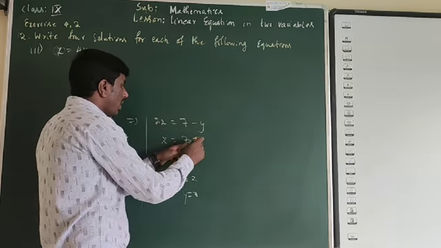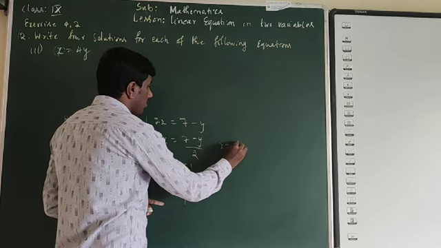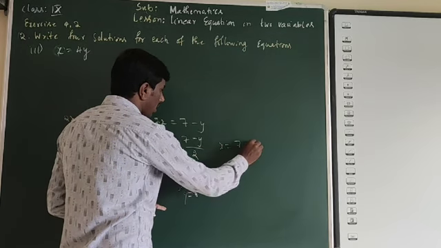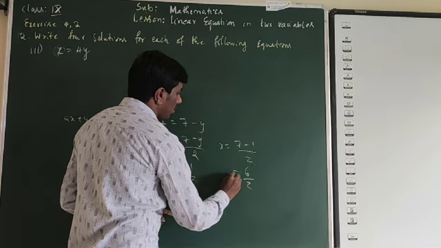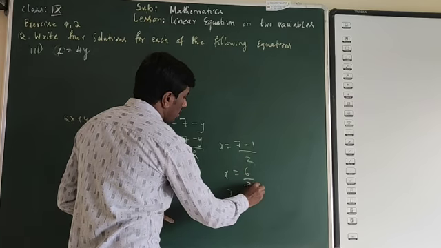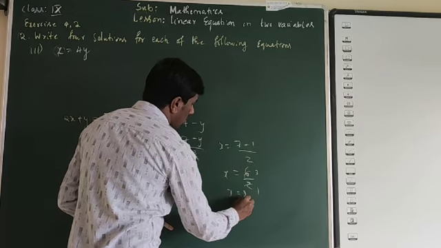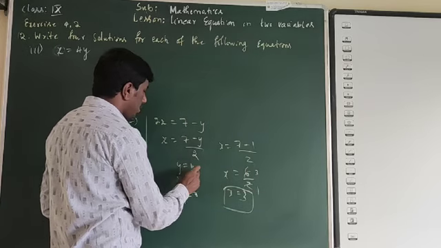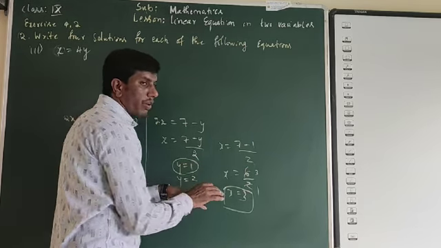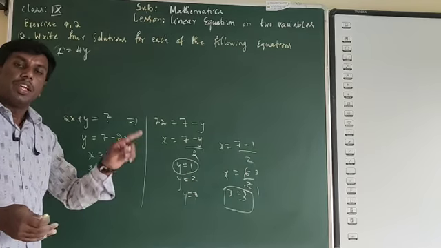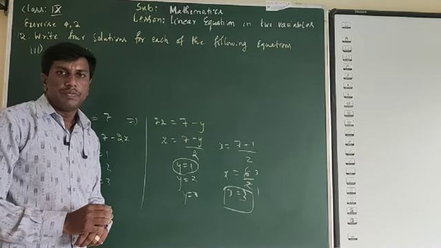Simplify this. If I give y is equal to 1, what will happen? 7 minus 1 is 6, 6 by 2 is 3. So x is equal to 3. So if I give y is equal to 1, I am getting x is equal to 3. So x is equal to 3, y is equal to 1 is the solution. In that way also I can find out.